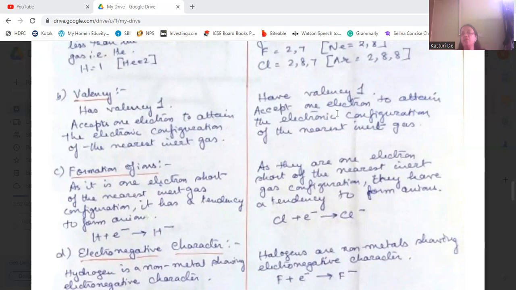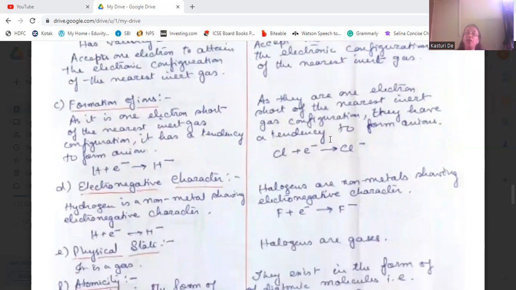Even the halogens are short of 1 electron to reach the nearest inert gas configuration, so they also have a tendency to form an anion. By gaining 1 electron, they form an anion. They have an electronegative character because they accept 1 electron. Hydrogen also has an electronegative character, and even the halogens have an electronegative character.